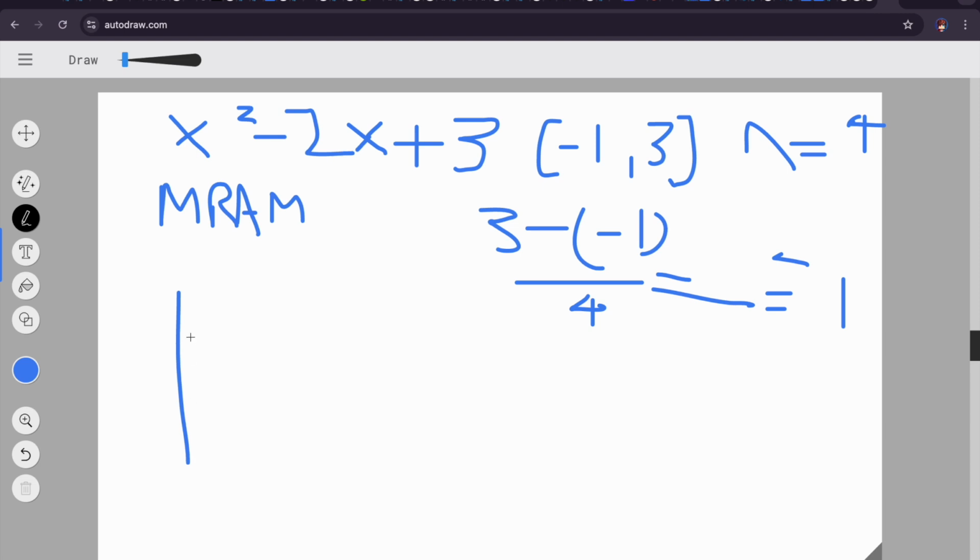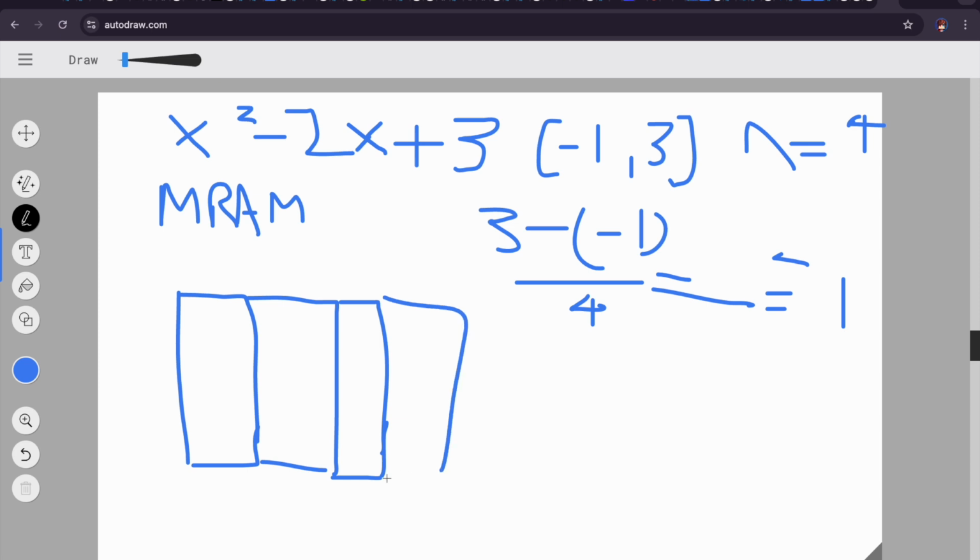So we're going to separate 4 rectangles. These aren't the correct height, by the way. These are not supposed to be the same height. I'm just drawing that for simplicity. I don't even know exactly what this curve looks like, but yeah. So -1, 0, 1, 2, 3.